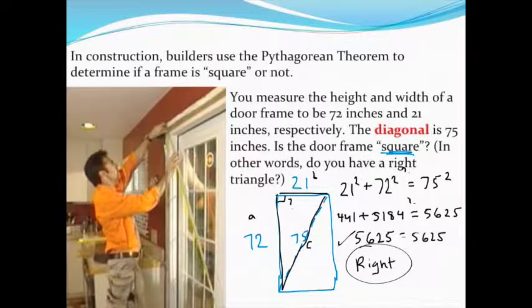If it worked out to be different numbers on both sides, then what we built was not square. We'd have to nudge it right or left and remeasure and see if it does work out. But yes, this is going to be a right angle. We do have right triangles. And this is what construction workers actually do when they're building things to make sure they do have right angles.